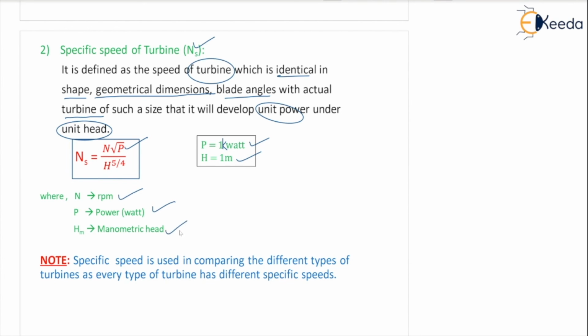A note is mentioned here in the last section of the page. A specific speed is used in comparing the different types of turbine. Very, very important. What is the importance of specific speed? It is used in comparing the different types of turbine as every type of turbine has different specific speeds.